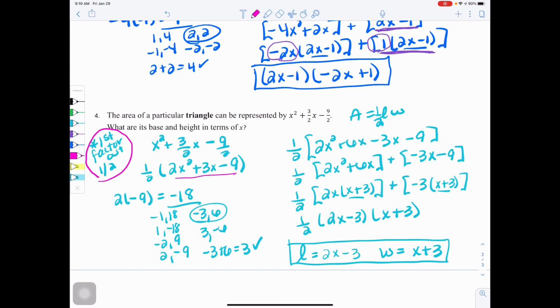So 2 times negative 9 is negative 18. You list your factor pairs and find the pair that's going to add up to positive 3, which is negative 3 and 6. So over here on the right, I kept the 1/2 the whole time because it was factored out as a GCF, and I did my normal splitting the linear term process. So I end up with 1/2 times 2x minus 3 times x plus 3, which means the length is 2x minus 3, and the width is x plus 3. If you switched which one was length and width, it wouldn't matter, as long as you have the right two expressions. And that concludes your lesson on advanced strategies for factoring quadratic expressions, day 2.